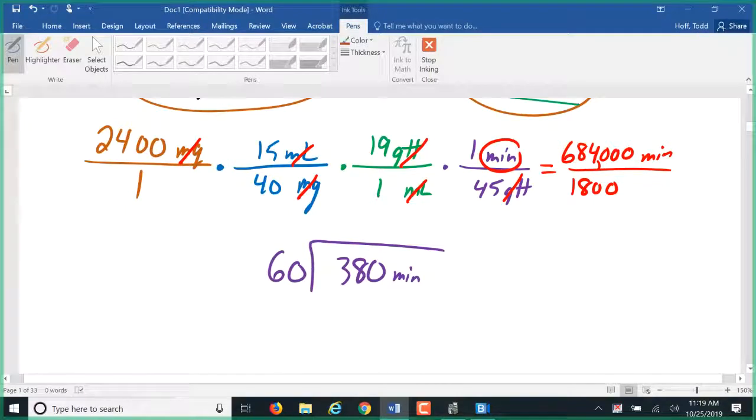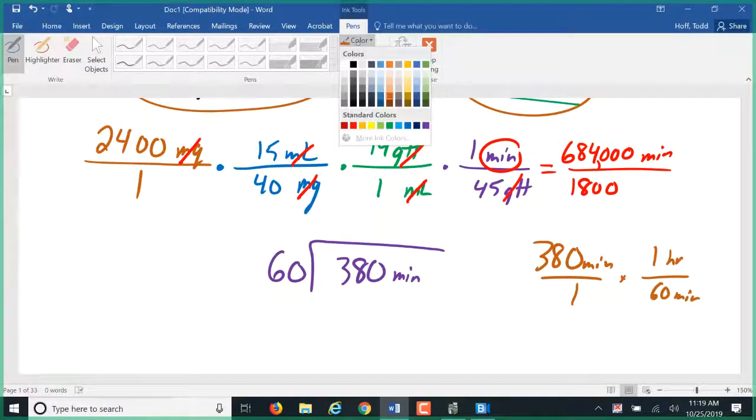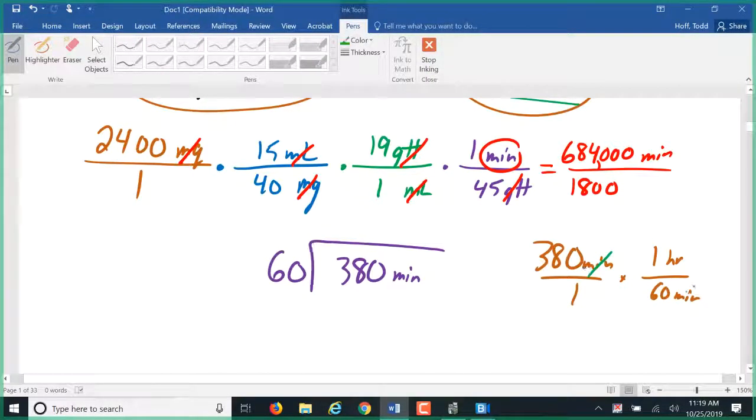Now, the reason I didn't just do a conversion factor, 380 minutes over 1 times 1 hour over 60 minutes, is because this isn't going to come out evenly. The minutes would cancel out, and you'd end up with 380 divided by 60, which is going to give you 6.33333.